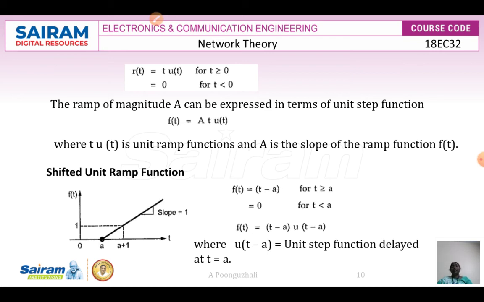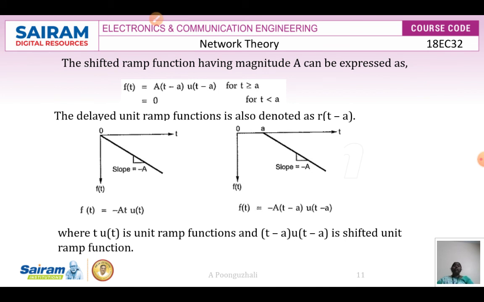Shifted unit ramp function. The ramp function is shifted by a value a, and it has a slope of 1. So I can write f of t is equivalent to t minus a for t greater than or equal to a, and 0 for t less than a. So f of t is equivalent to t minus a into u of t minus a, where u of t minus a is nothing but a unit step function delayed to t equal to a.